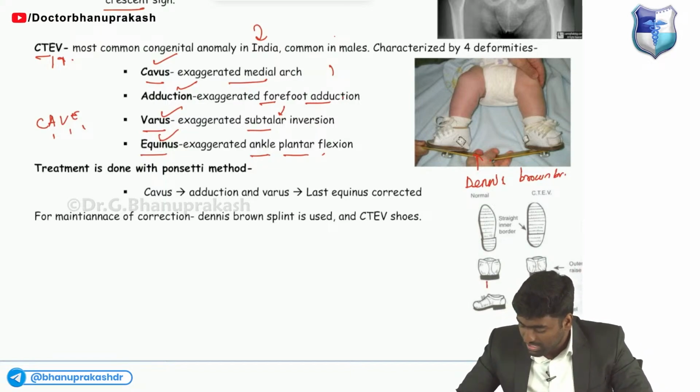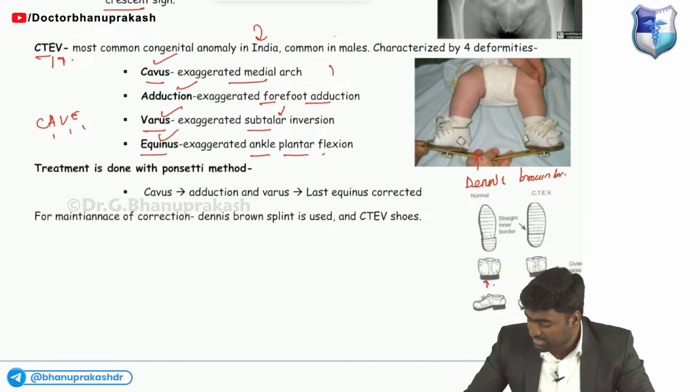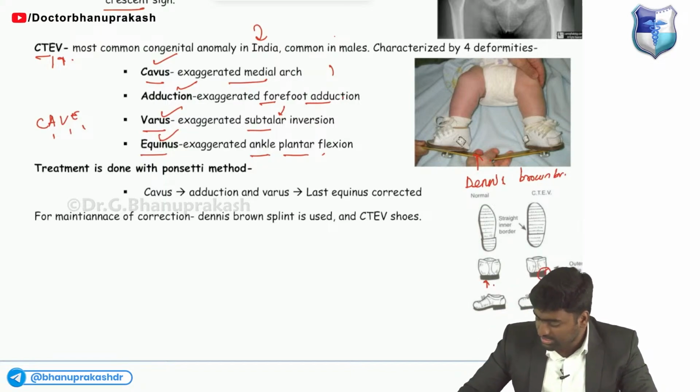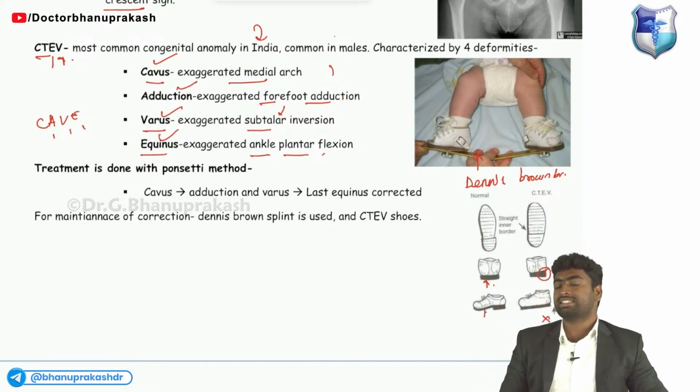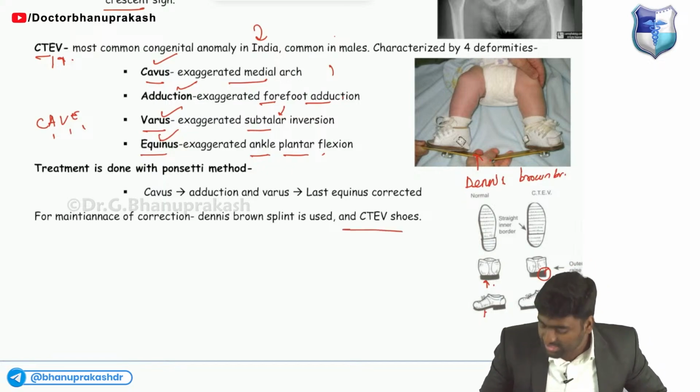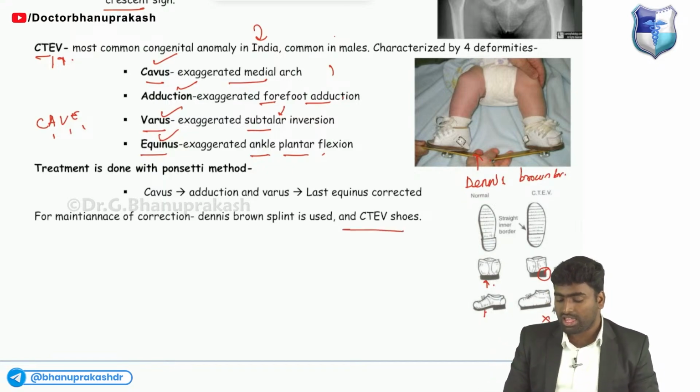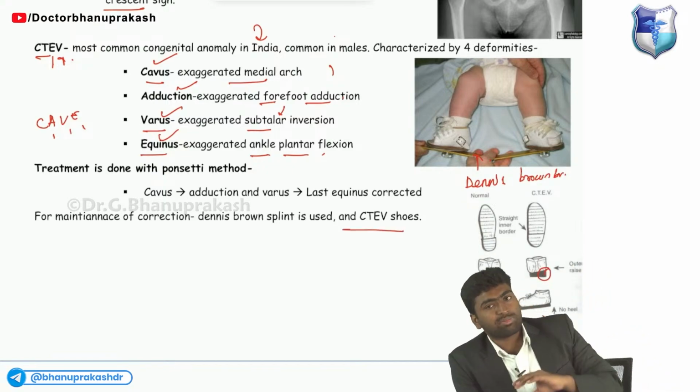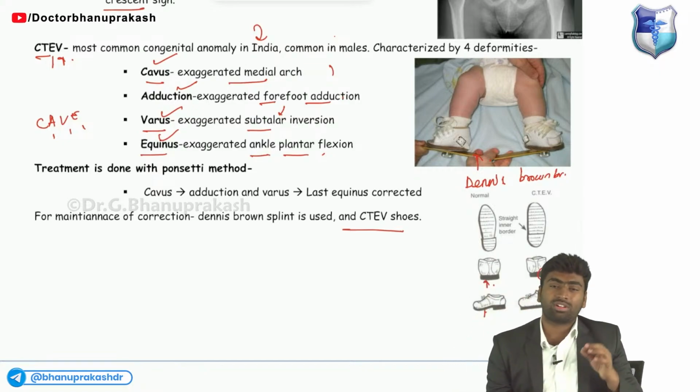If you see normal shoes, it will be this side, whereas in the case of CTEV, shoes will have an outer rise and be without heel. Outer rise without heel. So this is classical for these CTEV patients. So itna yaad rakho. Initially we'll use the Dennis Brown splint, and if the patient presents late, then we'll go for orthodesis procedures.